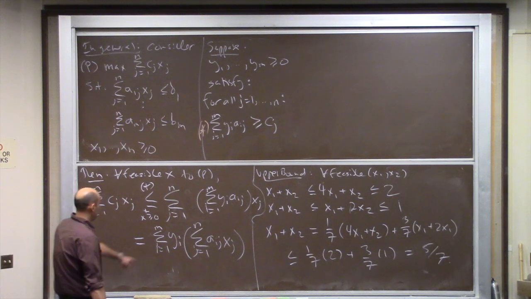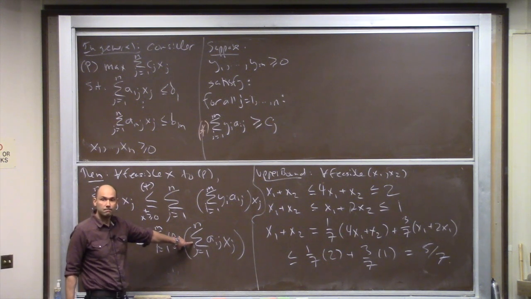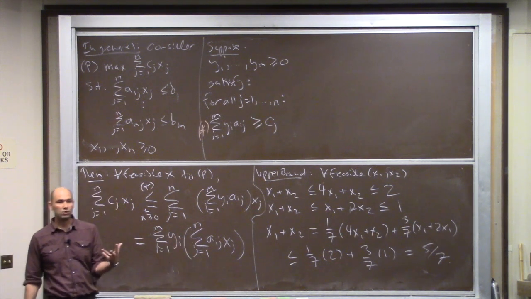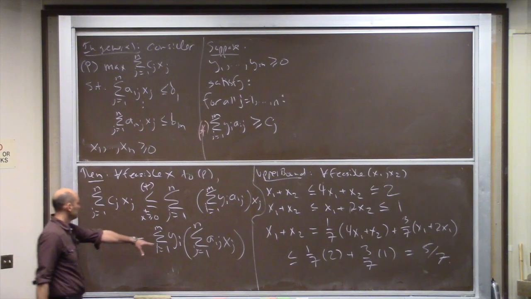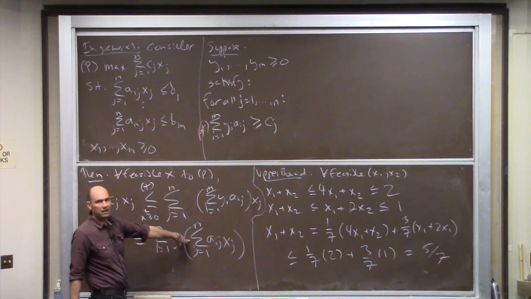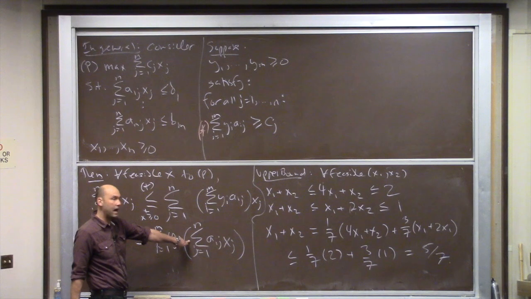Well, this is something we know something about. x is a feasible solution. It satisfies every constraint of the linear program P. In particular, this linear combination has to be at most bi, by feasibility.